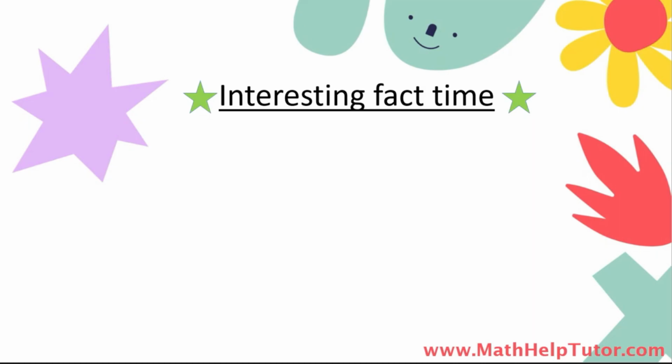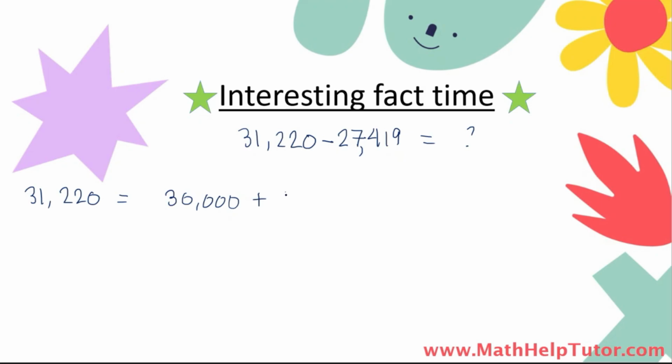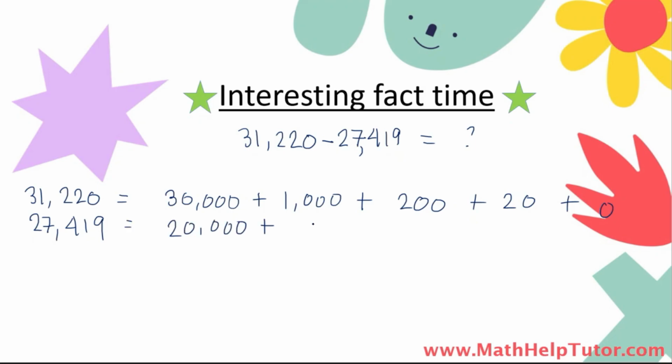Now let's see an example when we have to borrow from the next digit since there is not enough value to subtract. Let's try subtracting 27,419 from 31,220. So let's write the expanded form of these numbers. Let's start with 31,220, which is equal to 30,000 plus 1,000 plus 200 plus 20 plus 0. And then next we have 27,419, which is equal to 20,000 plus 7,000 plus 400 plus 10 plus 9.